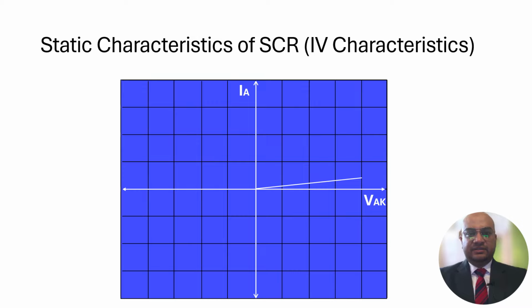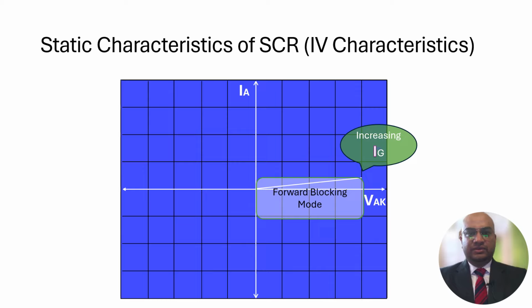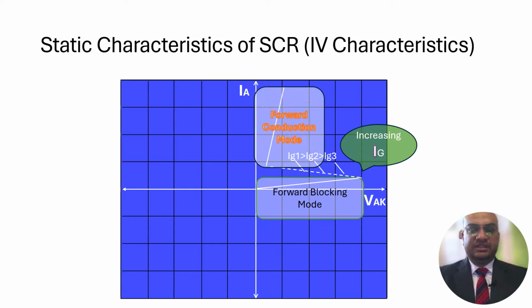This region here on the positive half we have already seen, it is termed as forward blocking mode, and during this mode the device is not in conduction. So what happens after this forward blocking mode, once we start providing the gate current? This is the point where the gate current is 0, and as soon as we start increasing the gate current, the device moves into the conduction mode. And once the device reaches the conduction mode, this is called forward conduction mode.